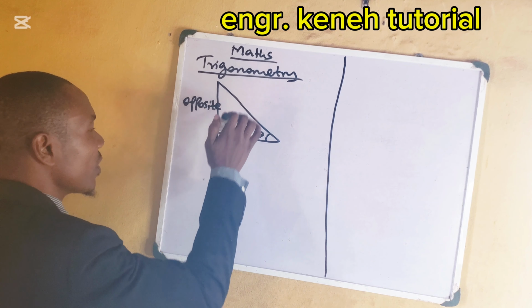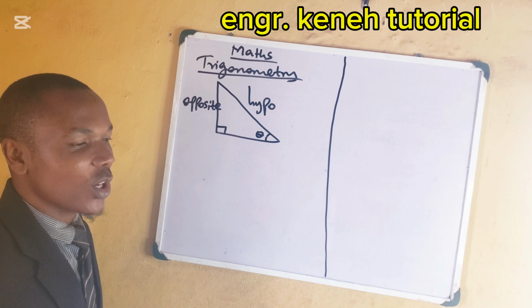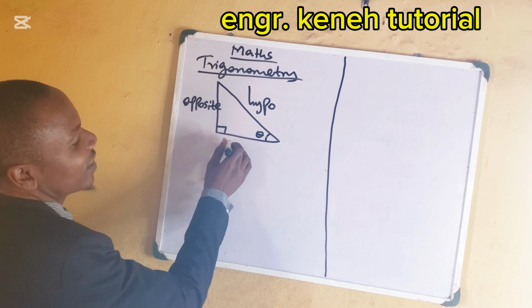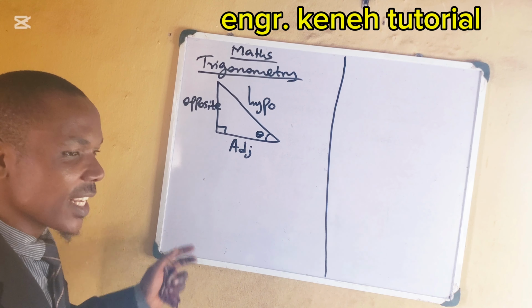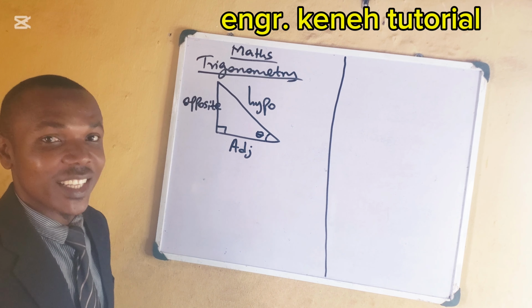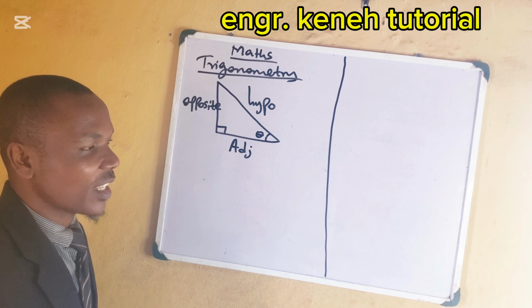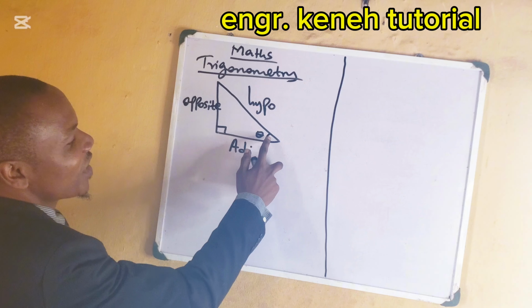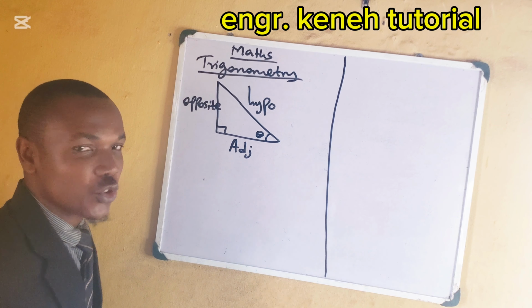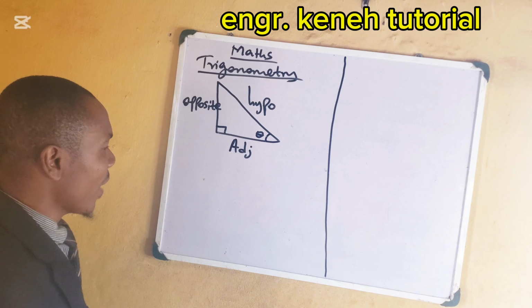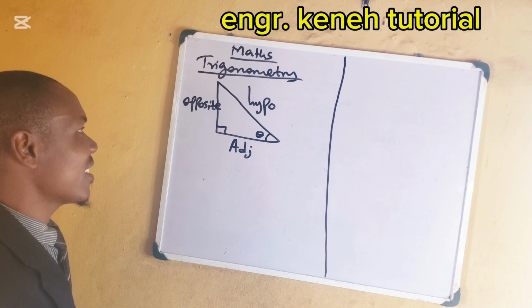The longest side, we call the hypotenuse. And this third side, we call the adjacent. So when you have a right-angled triangle and another angle apart from the 90 degrees, the side that is facing that angle is called the opposite. The longest side is the hypotenuse, while the third side is called the adjacent.